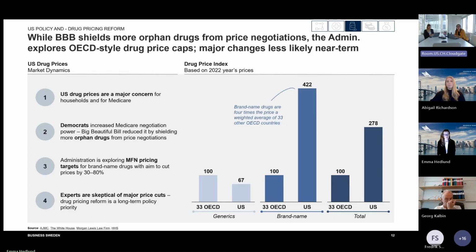And some of that has actually been reduced by the current act, by this Big Beautiful Bill, as it's called. So it's now, in some parts, actually shielding certain orphan drugs from price negotiations. So it's a bit contradictory there in what the bill is intended to do. But the argument, at least from the administration, is that there are many other categories that they're trying to reduce the prices for. And another way of reducing these prices that they're trying to use is these most favored nation pricing targets, as they're called. So you'll see this MFN shorthand.